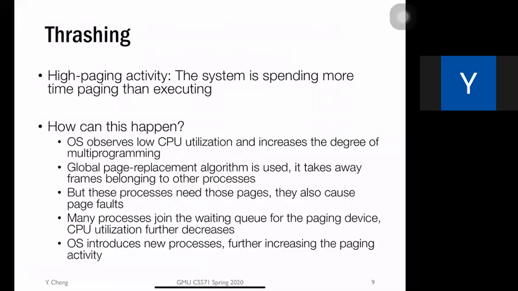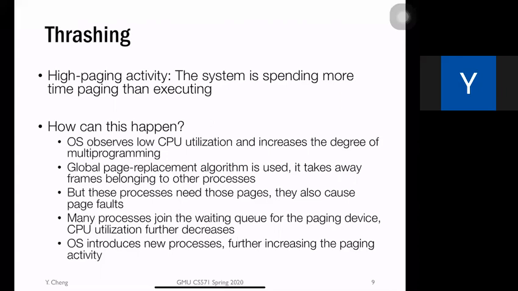So what is thrashing in the context of a cache, especially an operating system's memory cache or page cache? According to its definition, thrashing is also called high paging activity, where the operating system is spending more time doing paging-based I/O operations than executing programs, than making meaningful progress for the user-level applications. This is called thrashing. So the question is, how can thrashing happen?